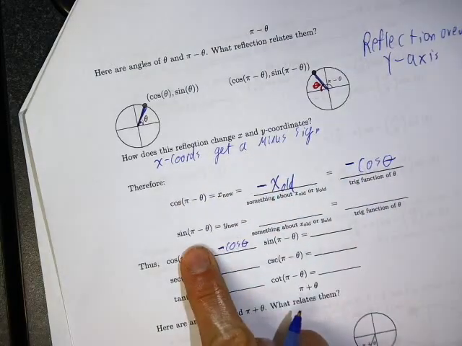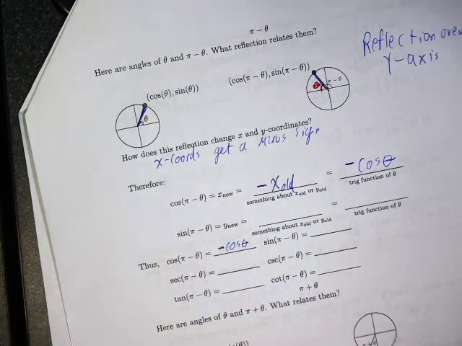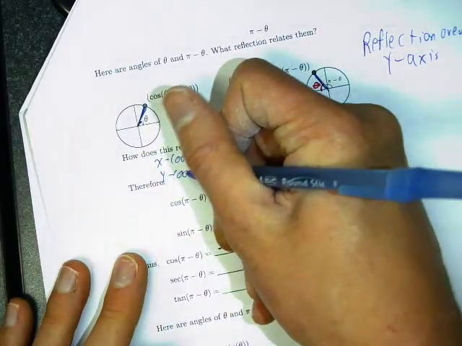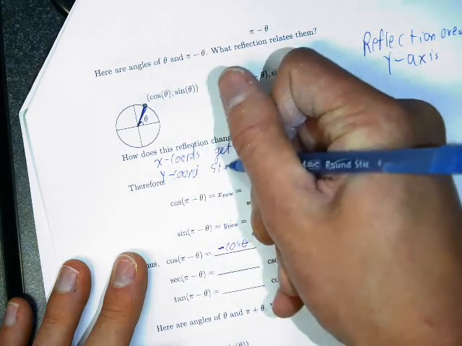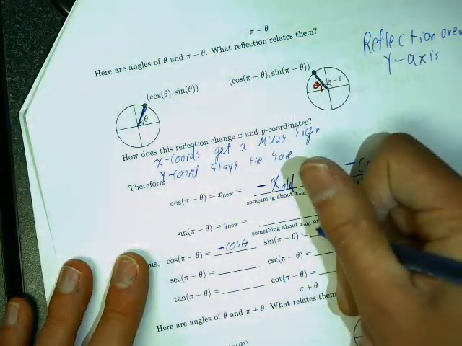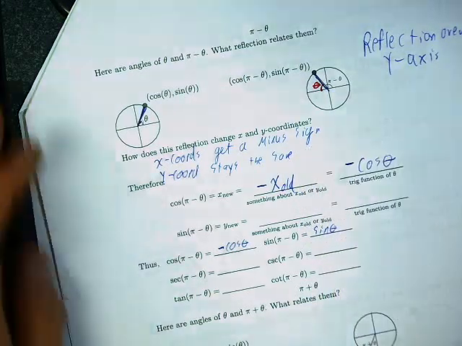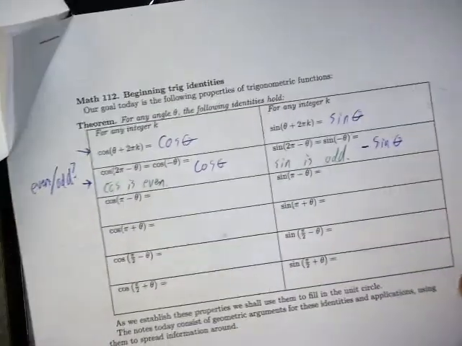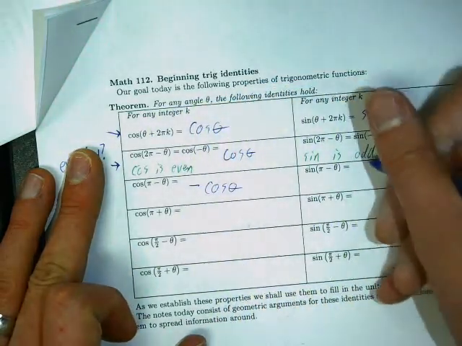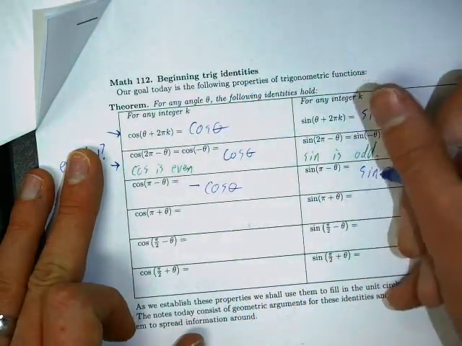Sine of pi minus theta, that should be the new y-coordinate. What happens to the y-coordinate when you reflect over the y-axis? Well, it stays the same. Y-coordinates stay the same. So sine of pi minus theta is the same thing as the sine of theta. Let's flip back to the front page and write those. Cosine of pi minus theta is the same thing as negative cosine theta. Sine of pi minus theta is the same thing as the sine of theta.